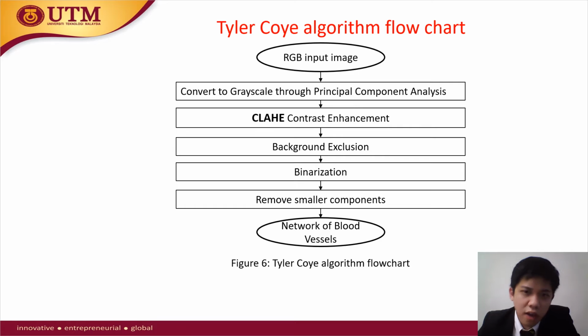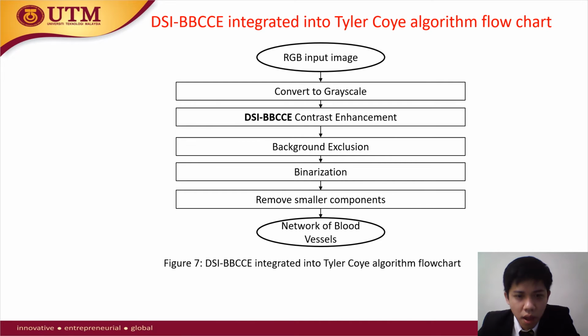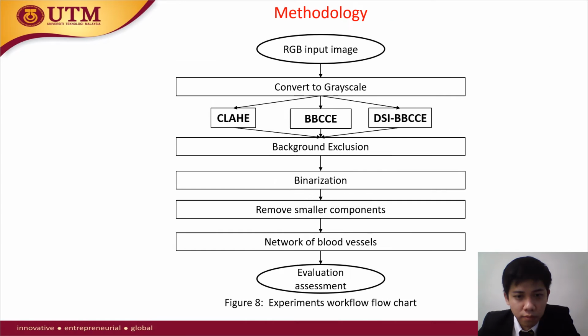Next, this is the Tyler Coye algorithm. Firstly, the RGB input image is input. It is converted to grayscale, and the contrast enhancement method, that is CLAHE, is applied. After that it is excluded from the background, converted into a binary image, smaller components are removed, and the network of blood vessels is formed. With that, we propose a novel extension which replaces the CLAHE method with DSI-BBCCE.